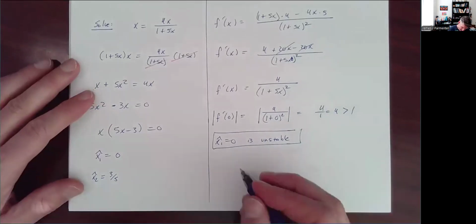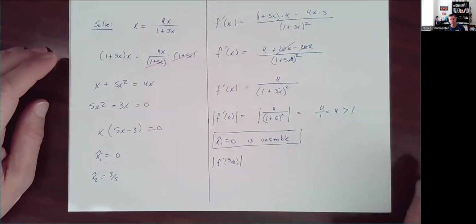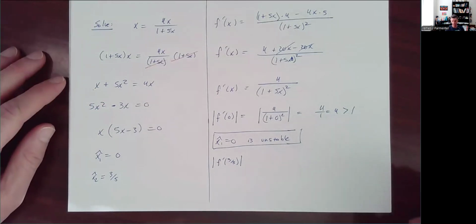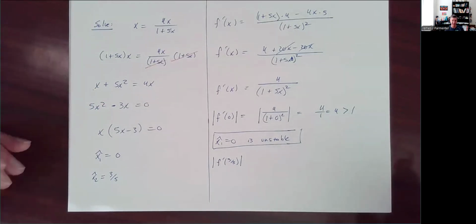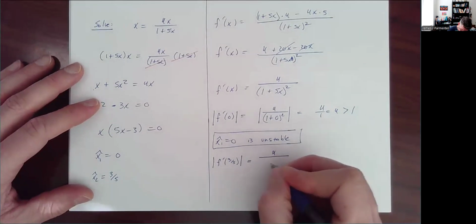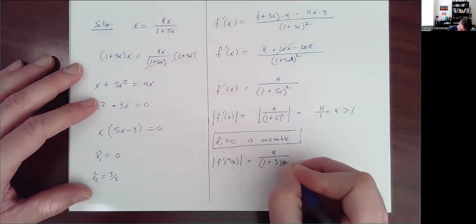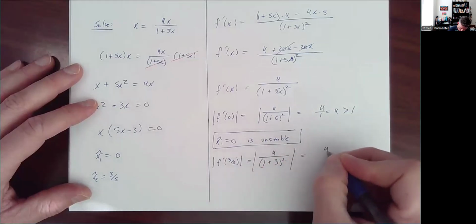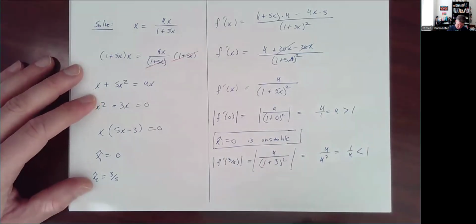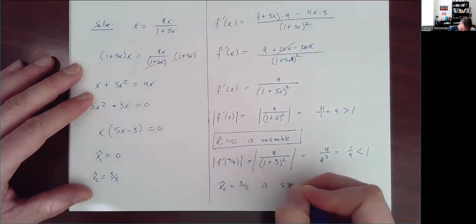Let's do the other one. The absolute value of f prime of 3/5. Now, everything in my heart is telling me that this one's probably going to be stable, because usually the reason you're asking a question like this is so that one of them is stable, one of them is unstable, so that you're testing whether the students know what the correct criteria is to check for. So I plug in 3/5, I'm going to get 4 divided by (1 plus 5 times 3/5, which is 3) squared, all in absolute value. That's going to be 4 over 4 squared, which is 1/4, which is for sure less than 1. So great. The other equilibrium of 3/5 is stable.